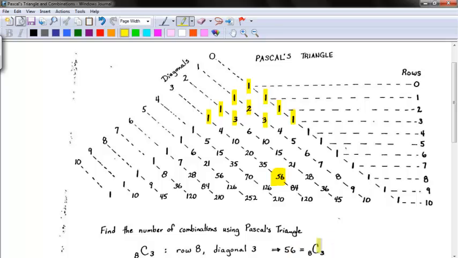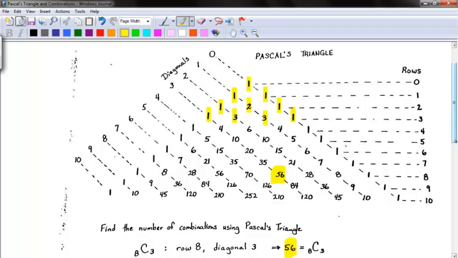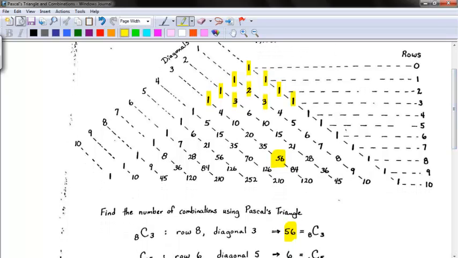So if you did another one, say combinations of 6 elements, and we wrote it like this, combinations of 8, 3, but some authors write it like this. This one would be combinations of 6 elements taken 5 at a time. So you'd go down to row 6, and then you go diagonal 5, and then you come across and find your answer.